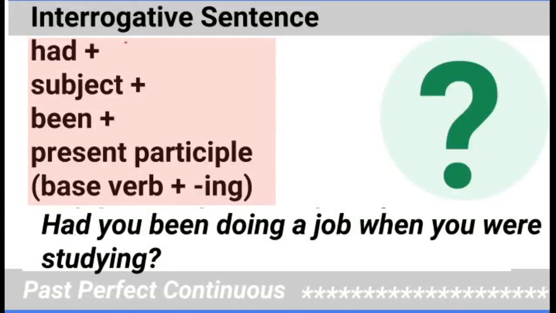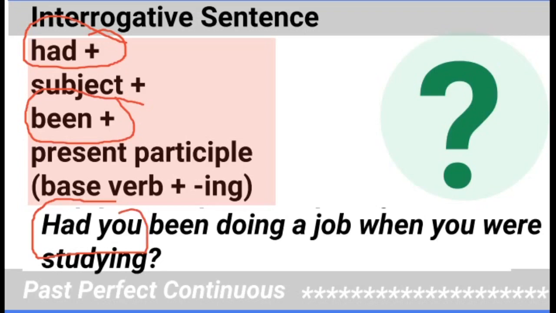In an interrogative sentence, the first helping verb comes first, then the subject, then the second helping verb. So the subject is inserted between the first helping verb and the second helping verb "been". Then the present participle comes as usual, base verb plus ing form. One example is "had you been". So "had" comes first and then the subject "you" goes second. Had you been doing a job when you were studying? "When you were studying" is a standard time that is compared, that is tallied with what you had been doing. Like this we make an interrogative sentence.